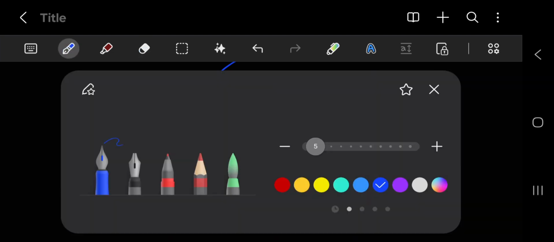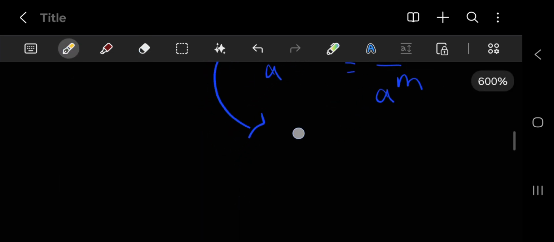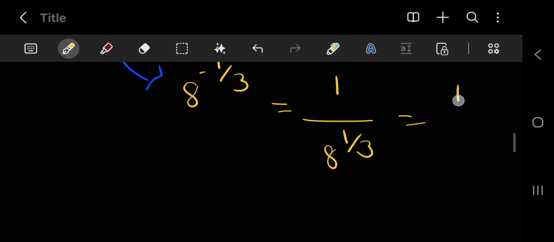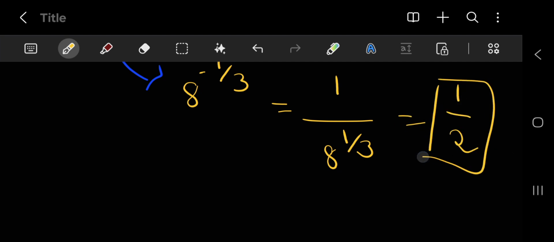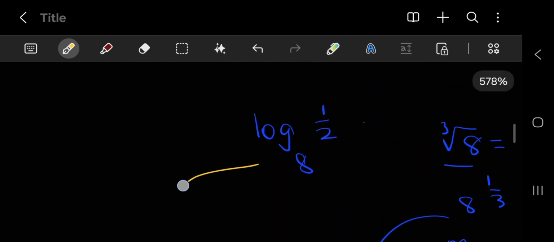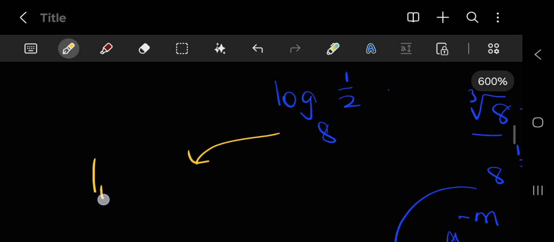So now substitute 8 power minus 1 by 3 in that place. So it is log 8 power minus 1 by 3 base 8, and as a variable I'm taking it as z. So we know that 8 power z is equal to 8 power minus 1 by 3. Upon cancelling the bases, I missed a minus. Sorry. It's z is equal to minus 1 by 3.